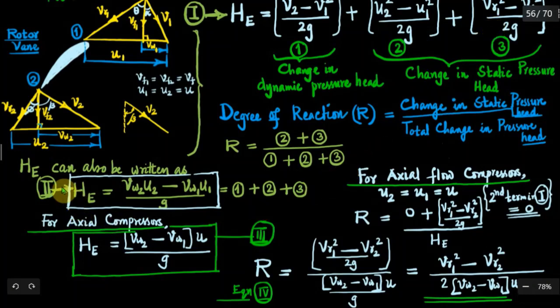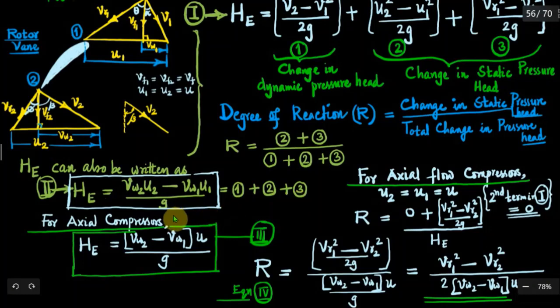And now the Euler head HE can also be expressed in general in terms of the whirl component of velocity of the fluid and tangential component of velocity of the blade at inlet to the rotor blade and outlet of the rotor blade. Like this, HE is equal to (VW2 U2 minus VW1 U1) divided by g. See, this actually is representing all the three terms, the sum of the three terms together, 1 plus 2 plus 3.